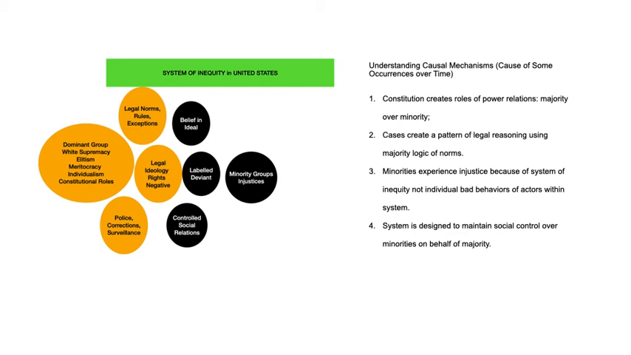So here are the things that you need to remember, right? This is what a junior at John Jay would understand after taking these classes. To understand causal mechanisms, right? The cause of some occurrences over time. Not one situation, but the repeated injustice, let's say, of Black folks in America for 400 years. It's not coincidental, right? It's a system. So the Constitution creates those roles of power relations, and it created the power of the majority over the minority. Now, let's think about something together, right?